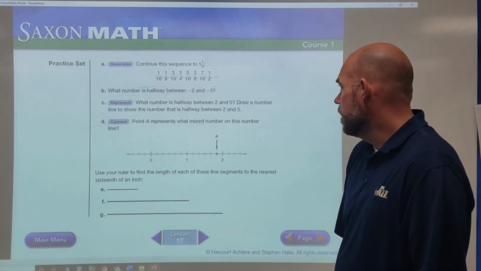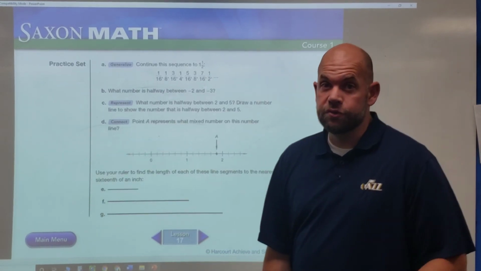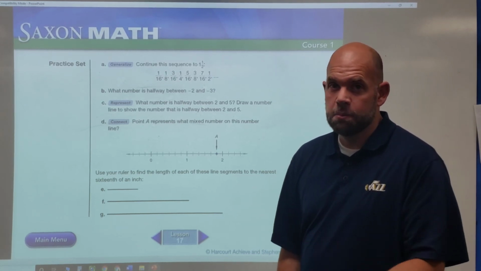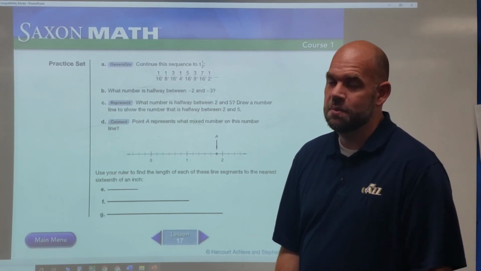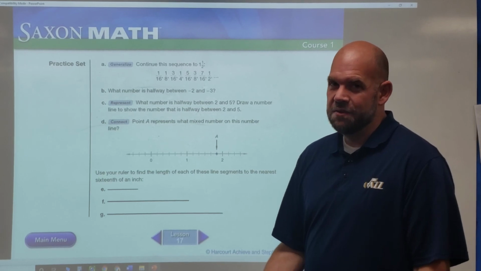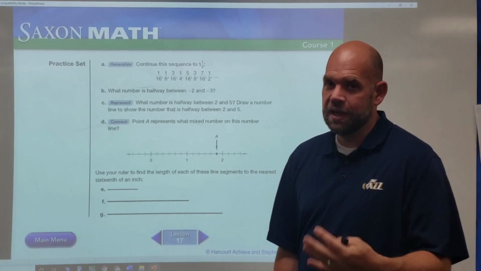Okay? And that's what you'll do today. You're going to be using your rulers, measuring things in the book, and drawing some lines and measuring. It's kind of a fun activity, not too tricky, but it does require some practice.